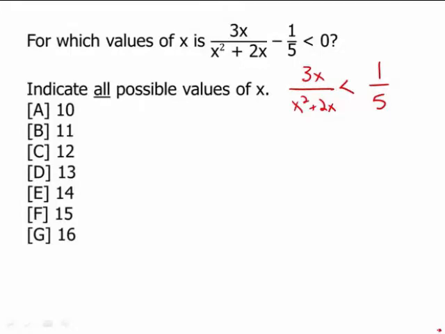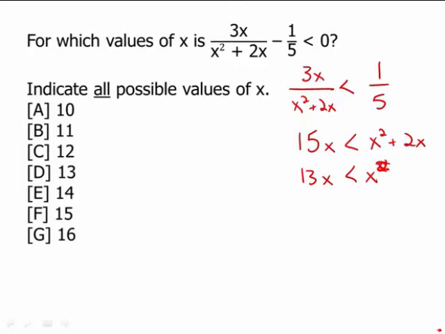That allows us to cross multiply. If I cross multiply, I get 15x is less than x squared plus 2x. Subtract 2x from both sides, I get 13x is less than x squared. So, when would 13x be less than x squared? Well, if x is greater than 13.